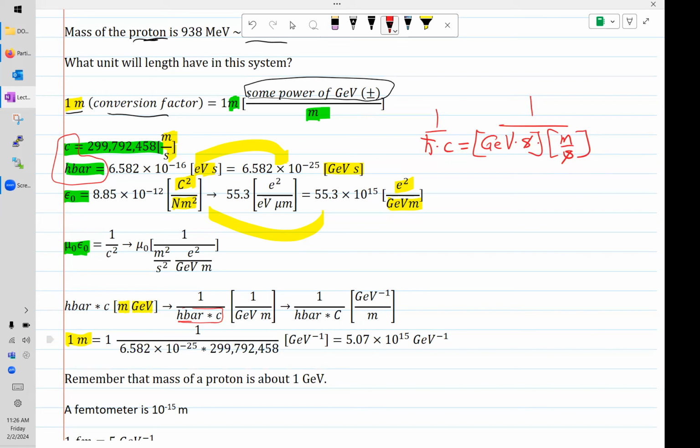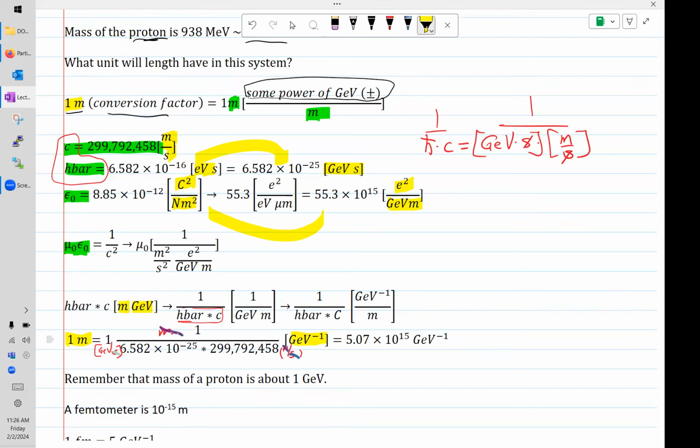I'm going to write this out so that you can see it. This is giga electron volts times seconds. This is meters per second. We used to have a meter on top. Let's do the blue pen. The meters cancel out. That was the whole point of this exercise. The seconds cancel out. So we end up with a unit of giga electron volts in the denominator, but you don't have to write that in the denominator, just make it to the minus 1 power.